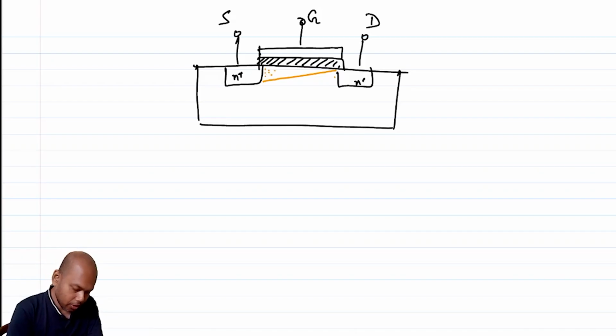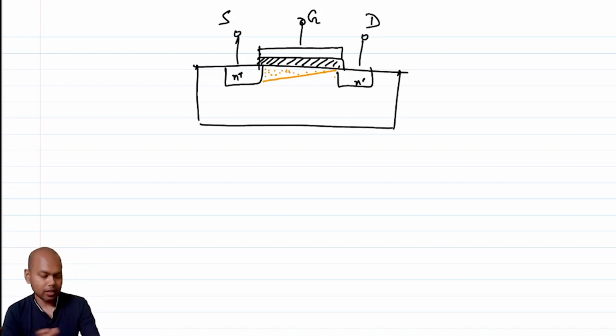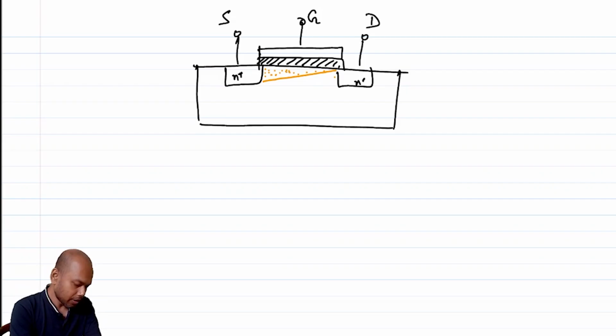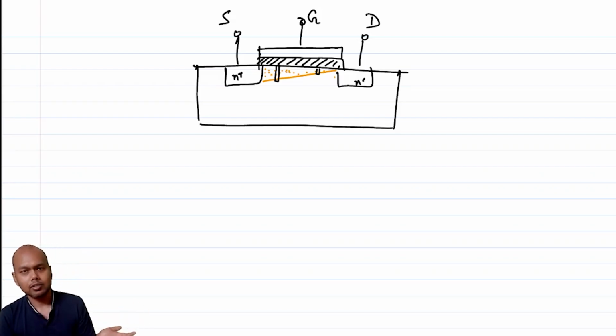Now can you comment on the concentration of the charges somewhere in the channel closer to the source with respect to closer to the drain? What I'm saying is, what is the concentration of the charges here with respect to here? So clearly the concentration of the charges towards the source is higher than towards the drain, right?